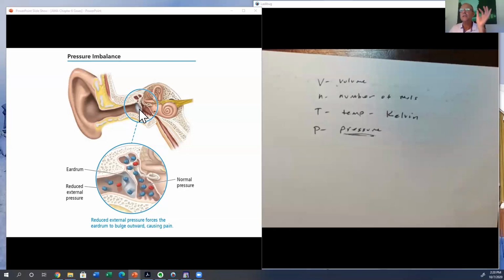But when the pressure changes, for example, when you go up on a plane, the pressure outside of your eardrum goes down, and that causes the pressure inside of your eardrum to cause your eardrum to bulge outward, and that's what causes that pain, all right? So sometimes when you yawn, it opens up cavities that allows that to equalize, and then the pain will usually go away, okay?